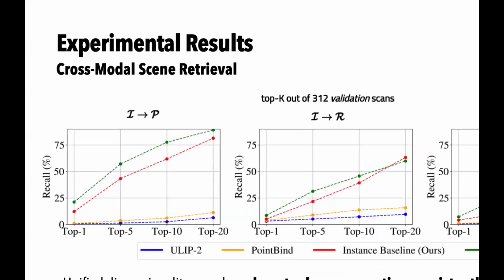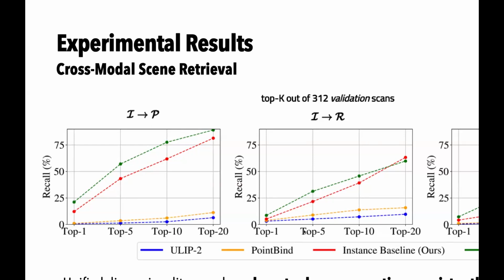We also evaluate on cross-modal scene retrieval. And we compare the recall with respect to different pairwise modalities. And then we have, again, image and point cloud, image and text, as well as point cloud to text. And we see here, again, the different kind of baselines that we have, including ours. The coloring is the same.